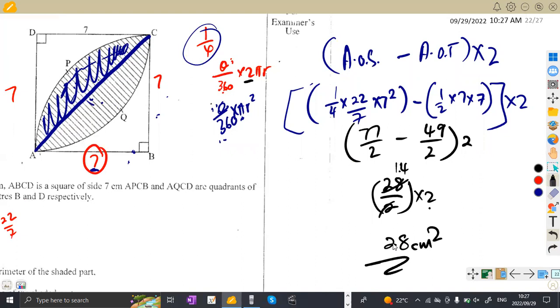So it was actually an issue of separating your shaded part into 2 equal parts. Then from there, you can simplify as much as you can. So that's the case in some.